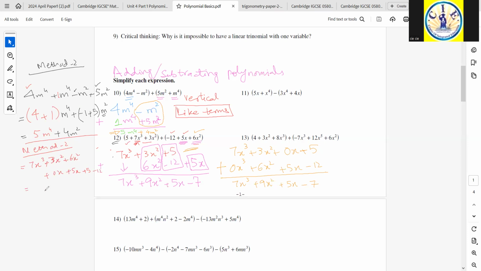So this will give us now 7x cubed, the only term, then combining them like this, 3 plus 6 with x squared. Now this is the x pair, 0 plus 5 times x, and then finally 5 minus 12, that is negative 7. So finally you get 7x cubed plus 9x squared plus 5x minus 7. So in all the cases you get the same answer.